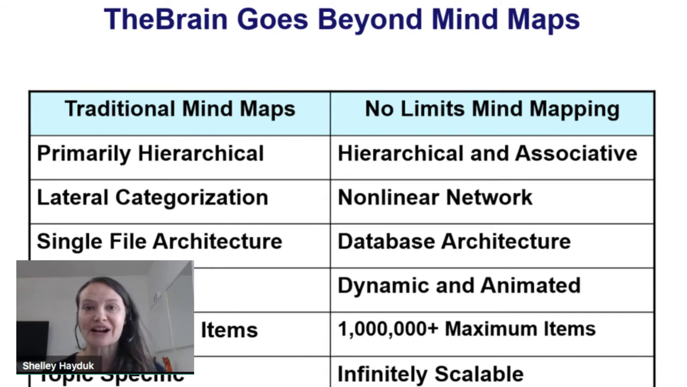In fact, we're going to go into Jerry Mikulski's brain. It has 500,000 links, I think over 360,000 thoughts. We're infinitely scalable. The traditional mind map tends to be more topic specific.